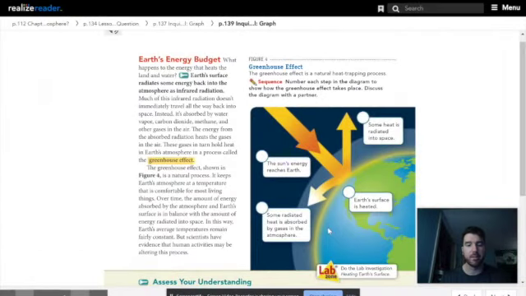Over time, the amount of energy absorbed by the atmosphere and Earth's surface is in balance with the amount of energy radiated into space. In this way, Earth's average temperature remains fairly constant, but scientists have evidence that human activities may be altering the process. So, burning fossil fuels and things like that are contributing to more greenhouse gases being in the atmosphere, and in turn, slightly warming our Earth.